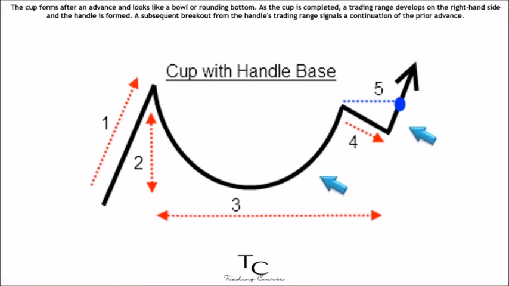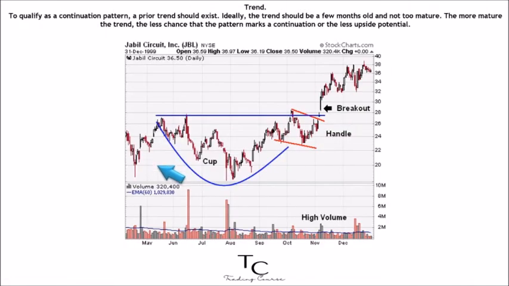The cup forms after an advance and looks like a bowl or rounding bottom. As the cup is completed, a trading range develops on the right-hand side and the handle is formed. A subsequent breakout from the handle's trading range signals a continuation of the prior advance.